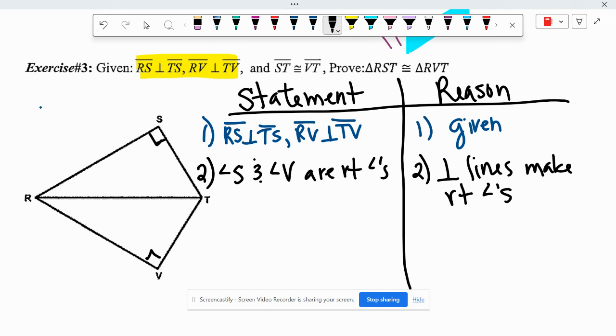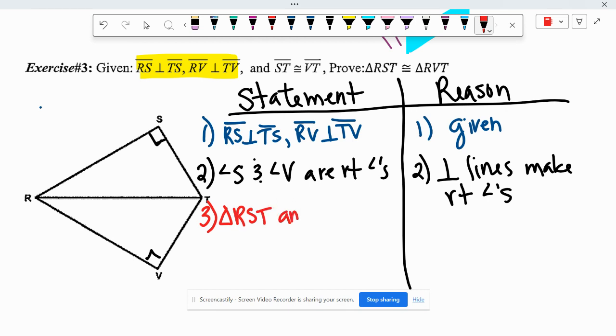If I have two right angles, then what kind of triangles do I have? I have two right triangles. So the next thing I'm going to say is that triangle RST and triangle RVT are right triangles.